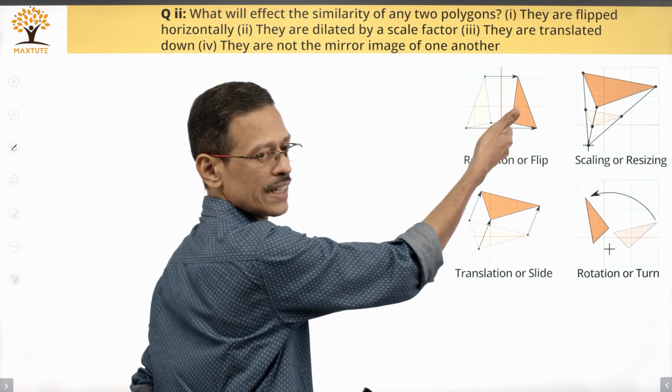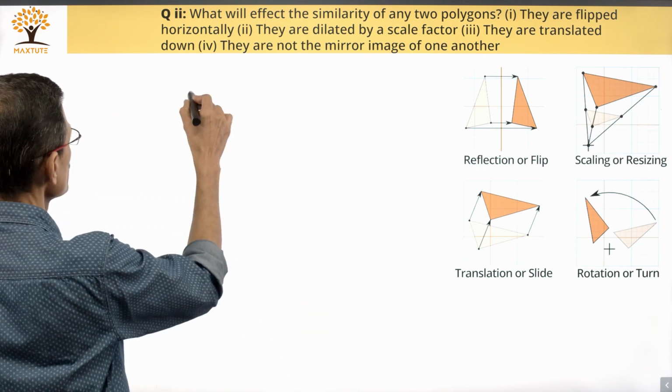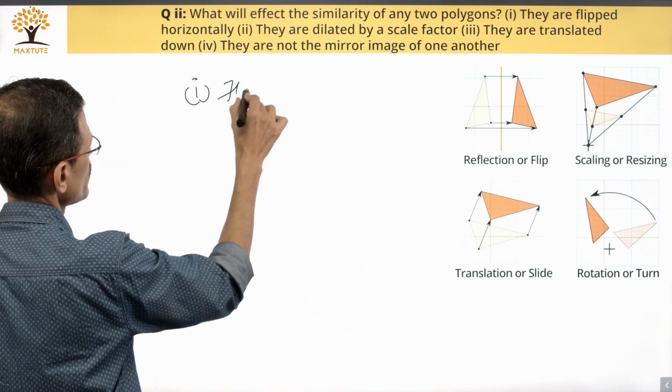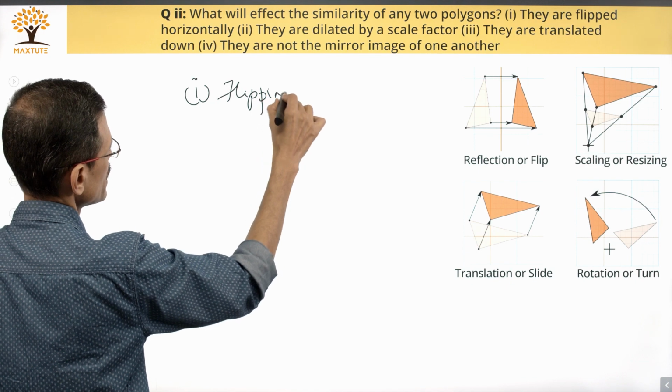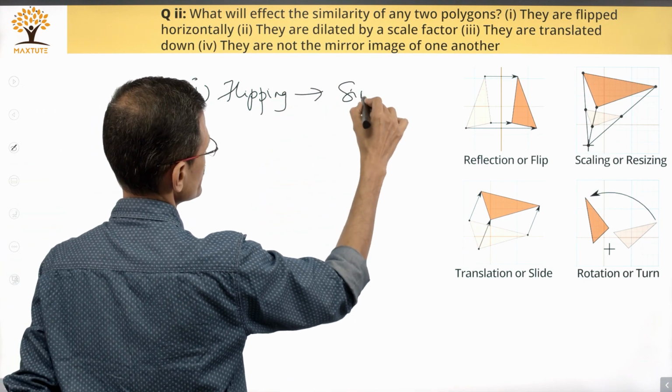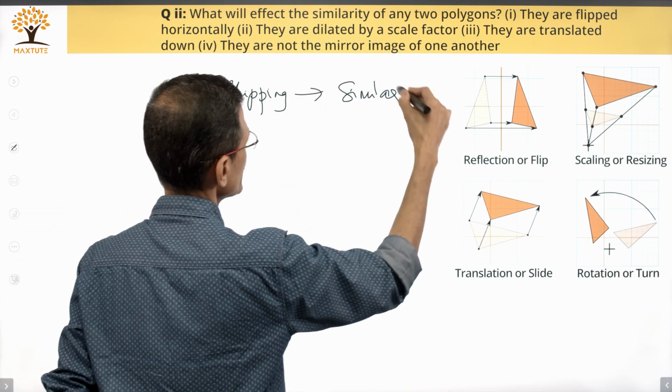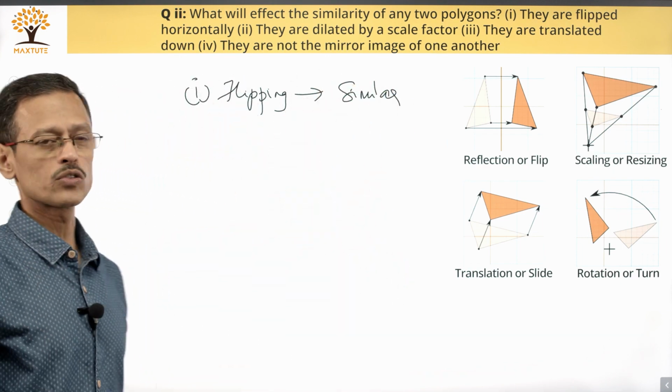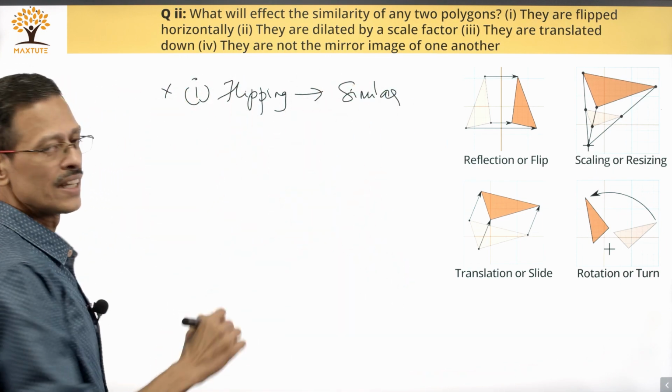Start with part 1, which is they are flipped horizontally. If they're flipped horizontally, it is going to be similar. So flipping horizontally will keep it similar. Therefore, that is not the answer. It's not going to affect the similarity. Similarity will be maintained. So 1 is not the answer. I'm putting an X because that's not the answer.